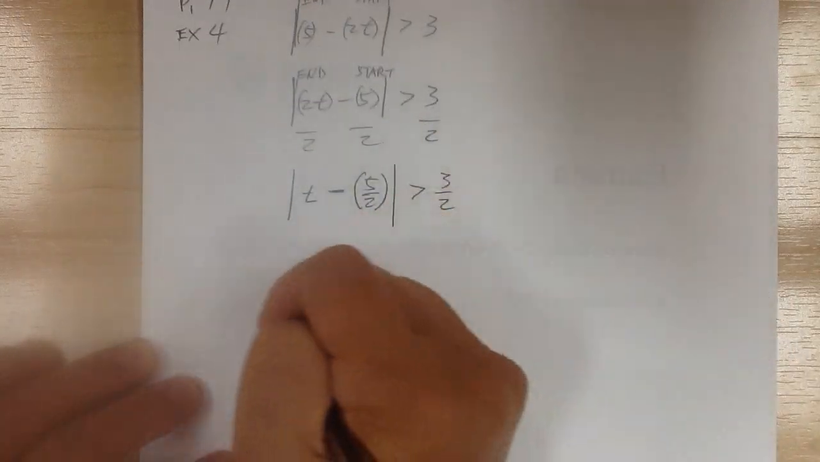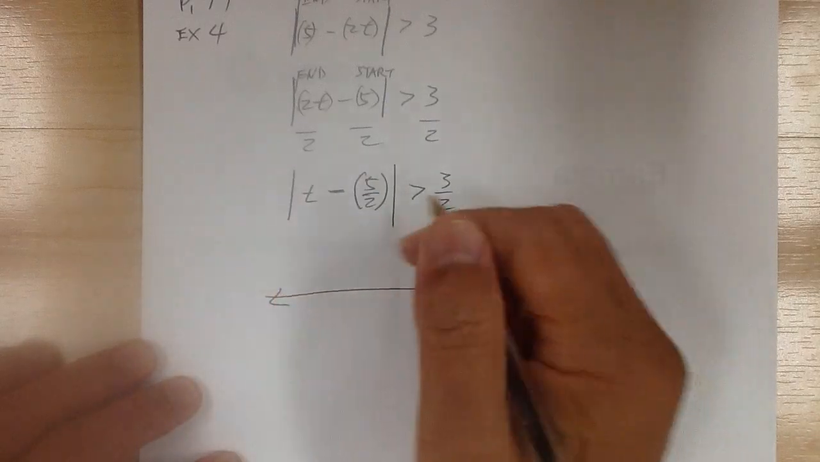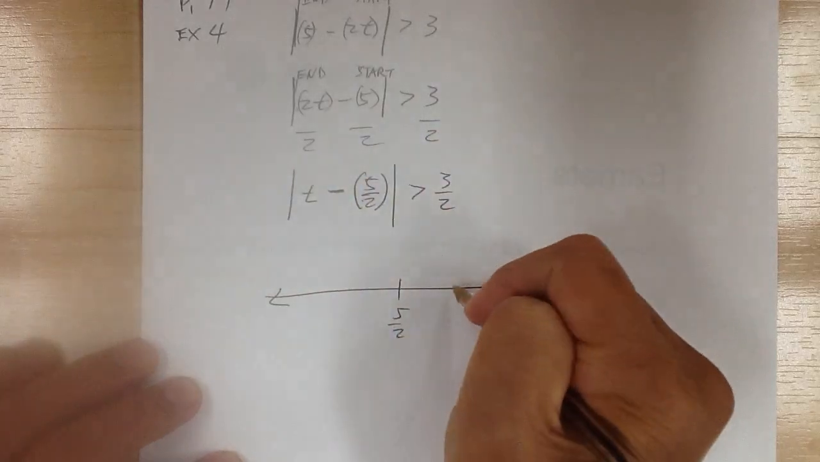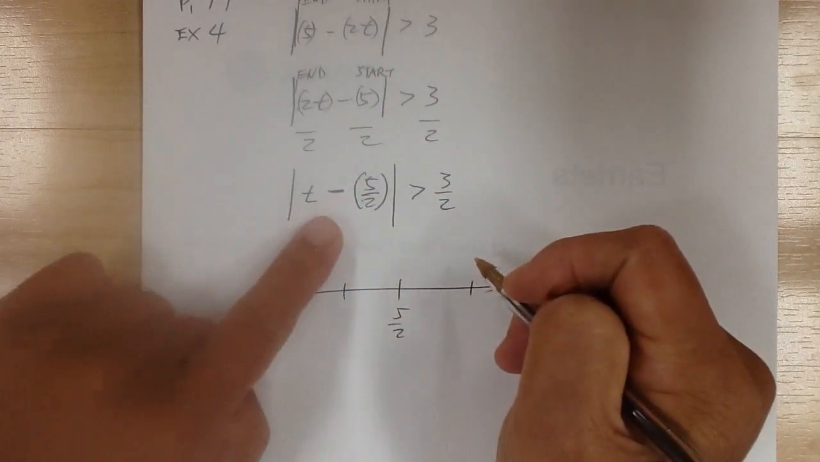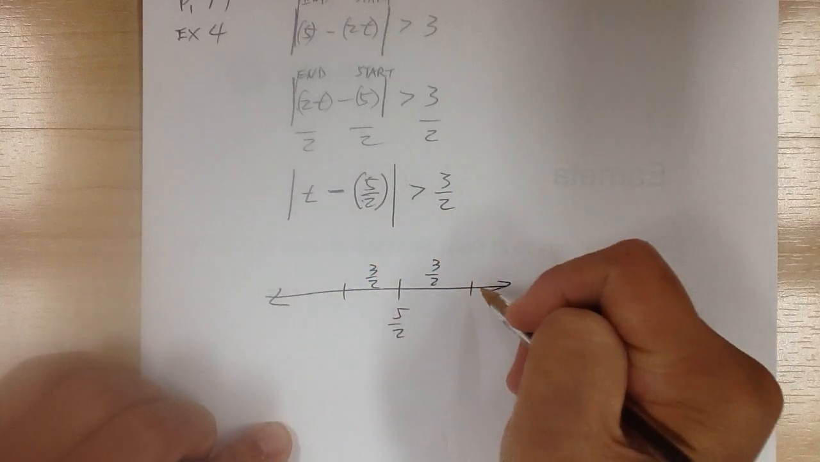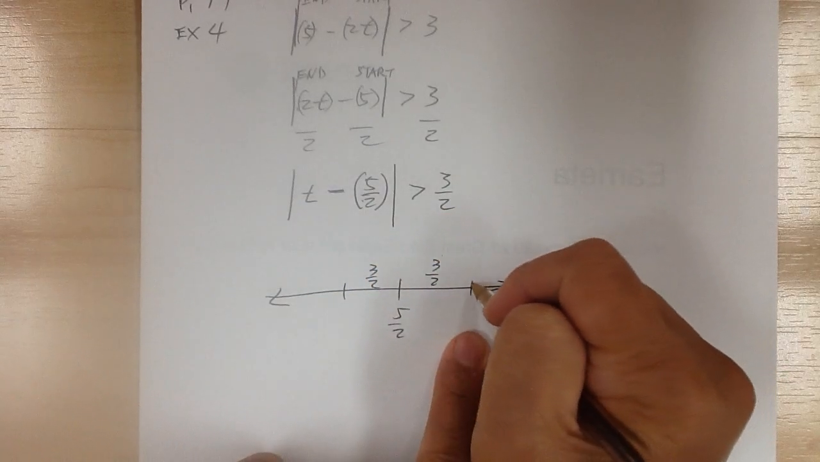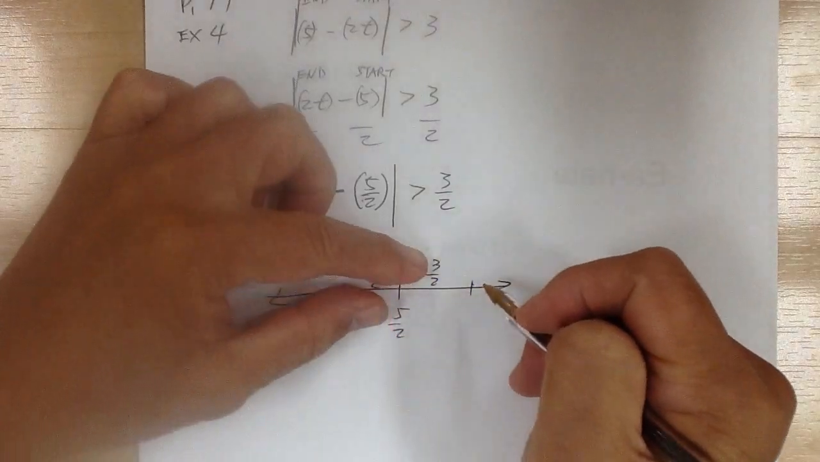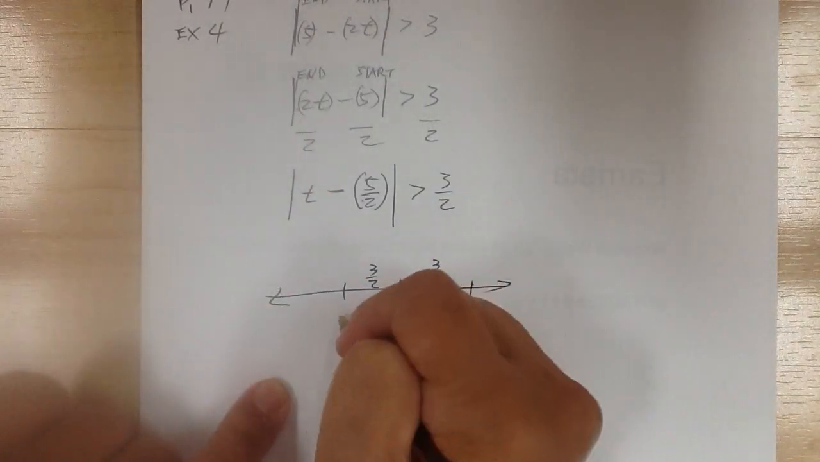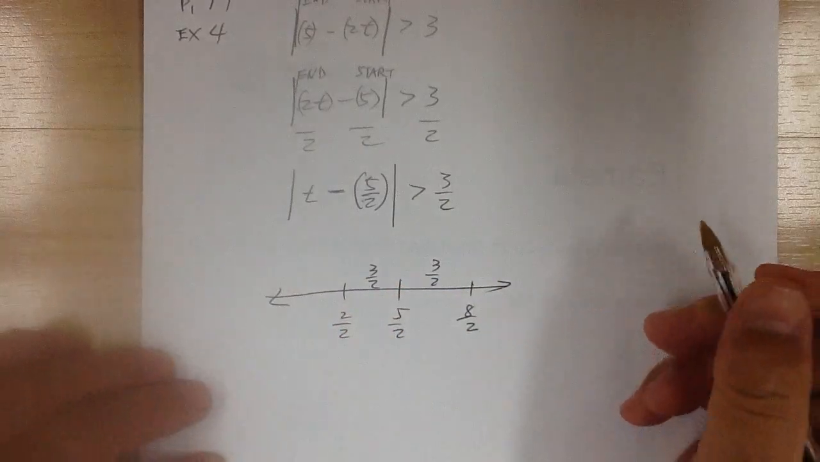Now I'm going to sketch. The starting point is 5 over 2, and the distance is 3 over 2. That means for this value over here, when you go this way, you have to add, so this would be 8 over 2. And when you go this way, you have to subtract, so this would be 2 over 2. And you can check, right?